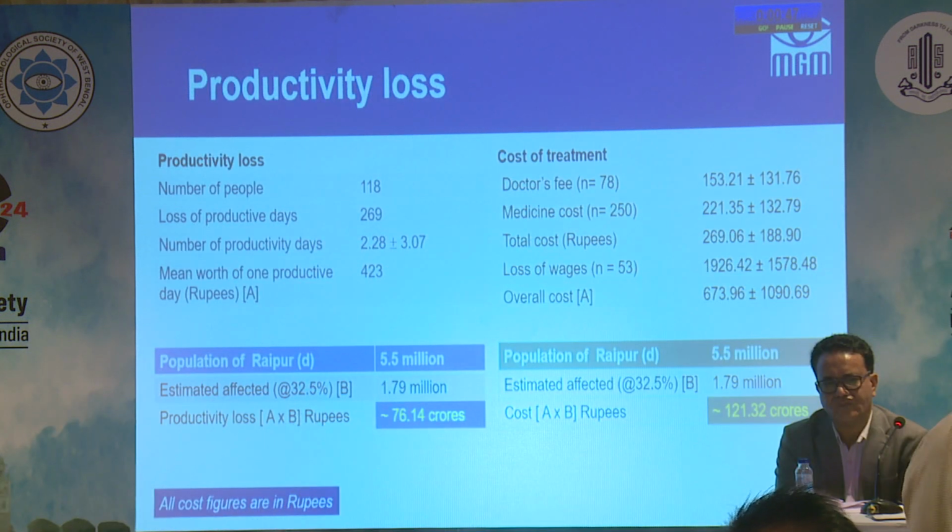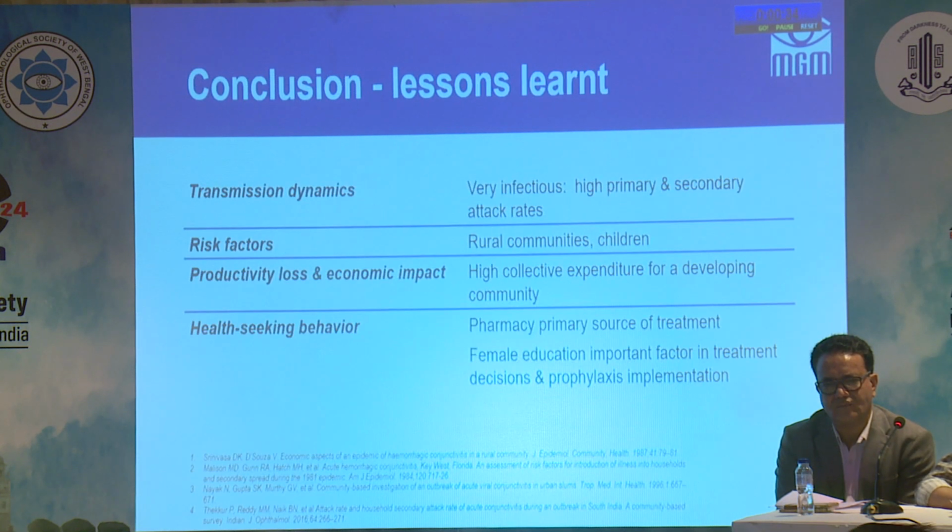We extrapolated the findings of our data into the Raipur population, and we found that around 121 crores of rupees was spent on treatment, and the productivity loss from absenteeism from work was around 76 crores. So to conclude, the outbreak was highly infectious. The vulnerable age groups were people who were living in villages and children. So future public health intervention should address these risk groups.